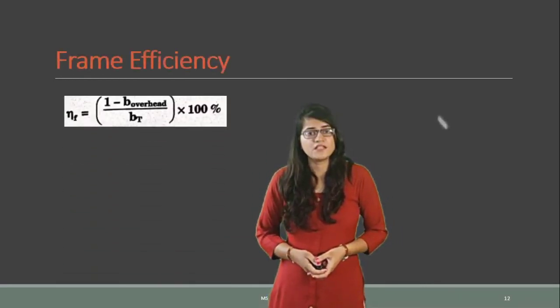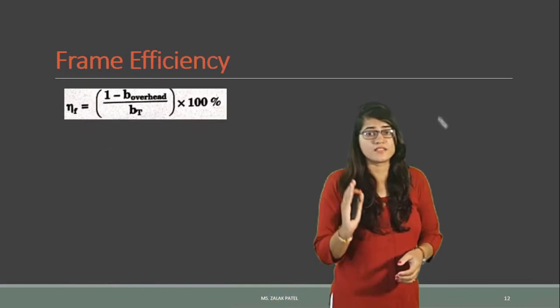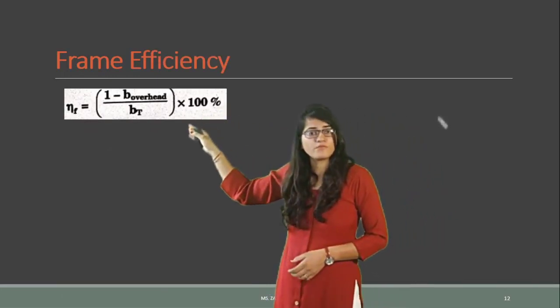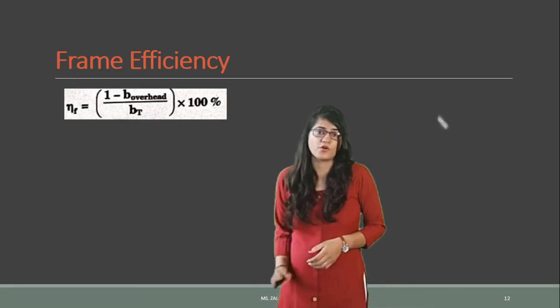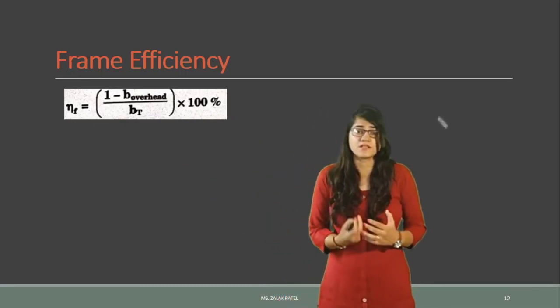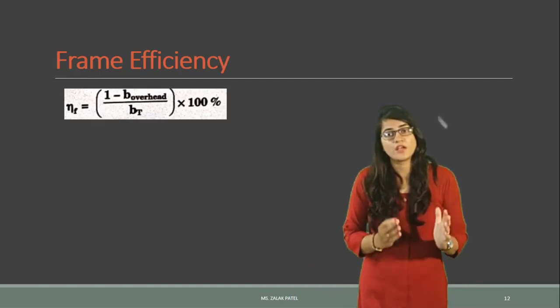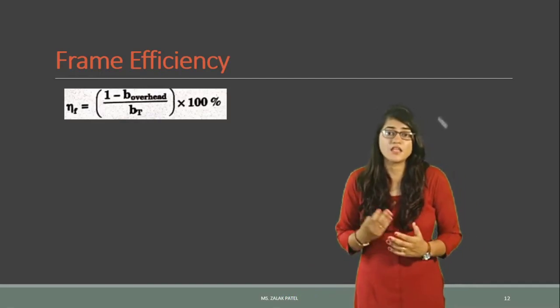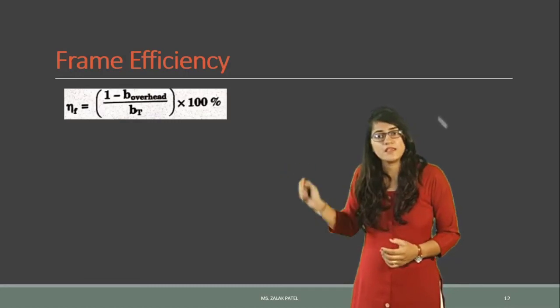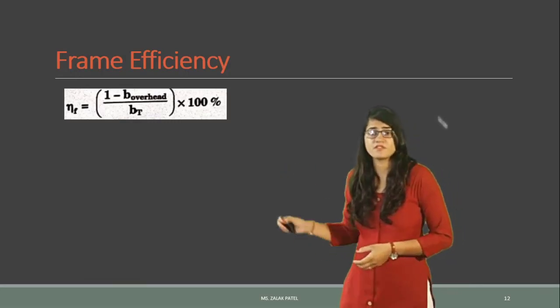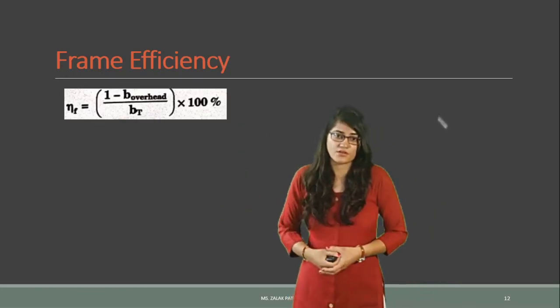It is given by the formula eta is equal to 1 minus bit overhead upon Bt, multiplied by 100, because we want to calculate it in terms of percentage, where bit overhead can be calculated by the terms NR, NT, and so on, and Bt is the total number of bits. So we can calculate the frame efficiency by using this equation.